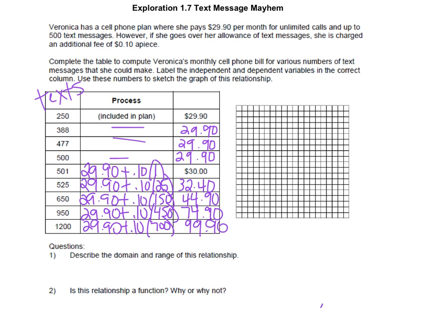Alright, so for 525, we got $32.40. And then whenever we go up to 650 text, that's 150 over 500. So she would have to pay $44.90 a month. And then for 950 text, she would pay $74.90. And then for 1200 text, which is 700 over the 500 limit, she'd pay $99.90. So you can see that she could rack up a bill very quickly if she goes over 500 text.